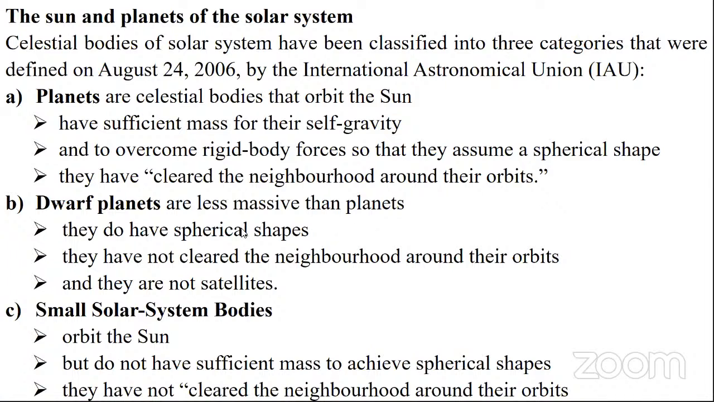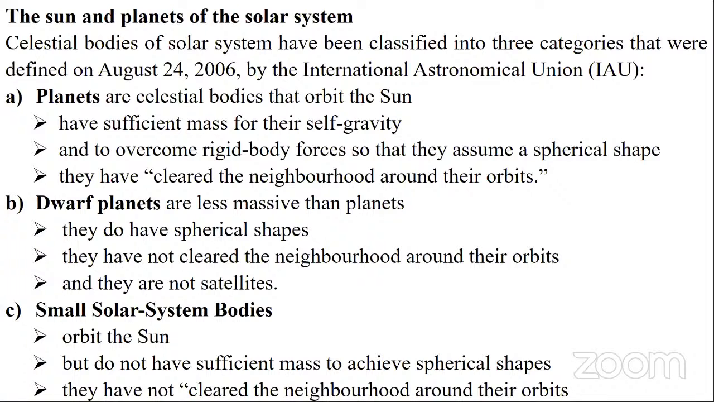Dwarf planets are less massive compared to the planets. They do not have spherical shapes, maybe some other kind of shape. They have not cleared their neighborhood; some other objects should be there surrounding them and their orbits. And they are not satellites. The Moon is also a neighboring thing for us, but the Moon is a satellite, the one and only natural satellite for the Earth.